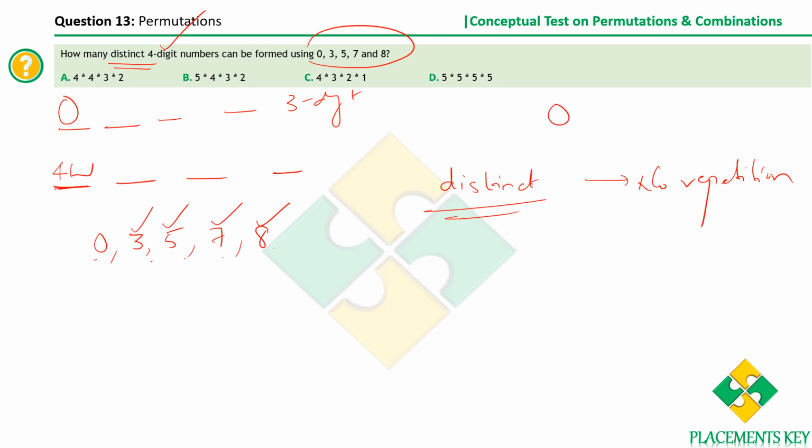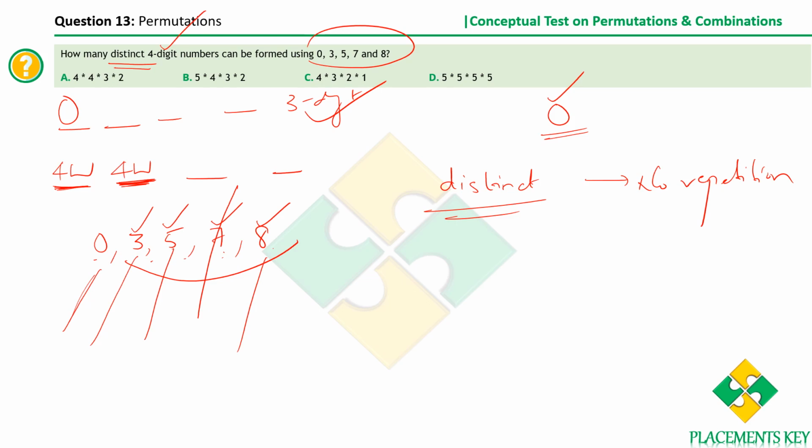So in questions involving zeros, you'll always have to be careful. The first blank can only be filled in 4 ways because 0 can't come in the first position. If 0 comes, it becomes a 3-digit number. Now out of 3, 5, 7 and 8, 1 is being filled. And since there is no repetition, now tell me, this blank can be filled in how many ways? Can 0 occupy the second position? Definitely yes. So 0 can come, or 5 can come, or 3 can come, or 8 can come, right? So this also can be filled in 4 ways.